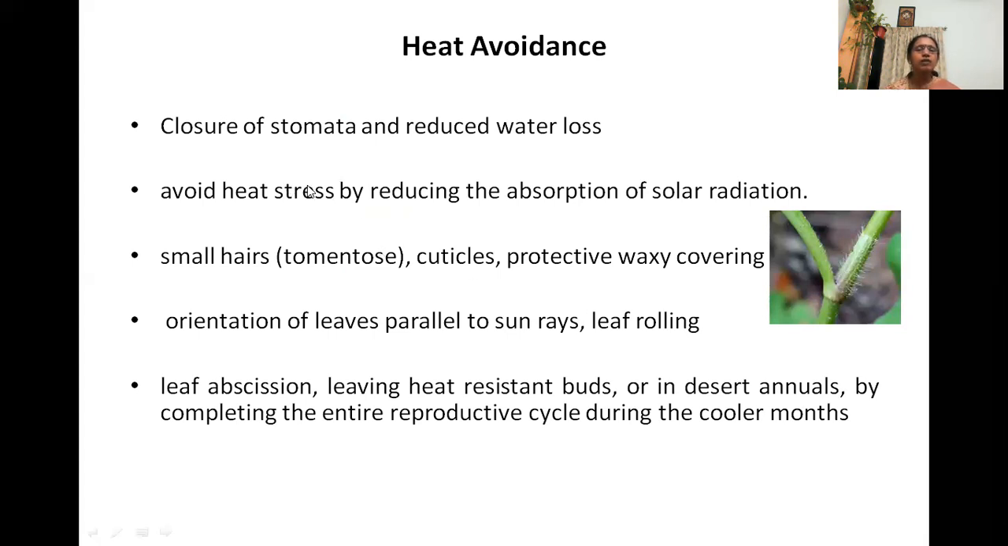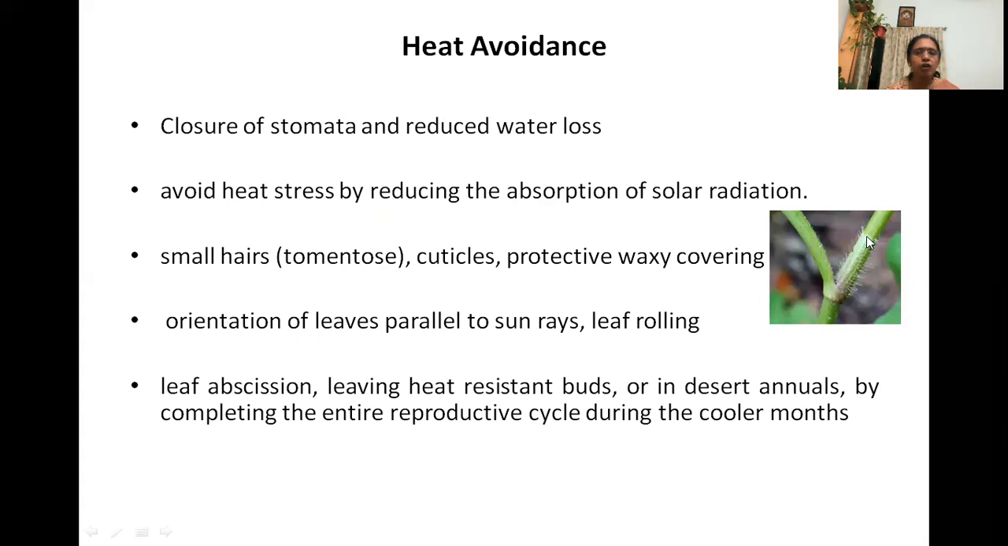The most important ones, and maybe you all know about this, is the closure of stomata, and this leads to reduced water loss. When water loss is reduced, then that water remains in the plant. So that water maintains the temperature balance, and then avoiding heat stress by reducing the absorption of solar radiation by various methods, by reduction in the size of the leaves, and also by making the leaves very narrow. All these things will be there.